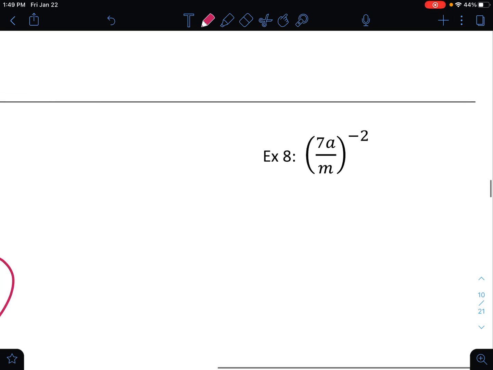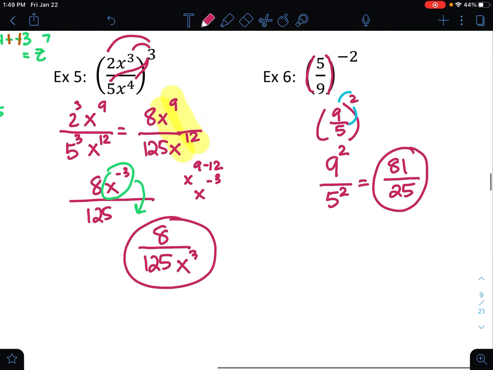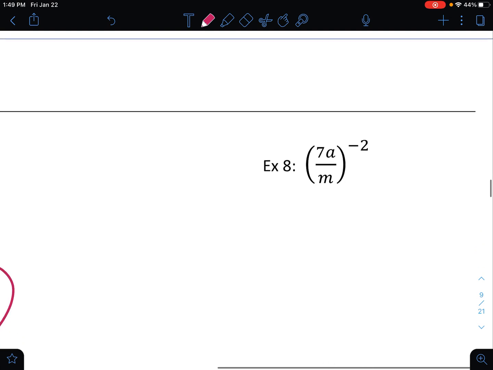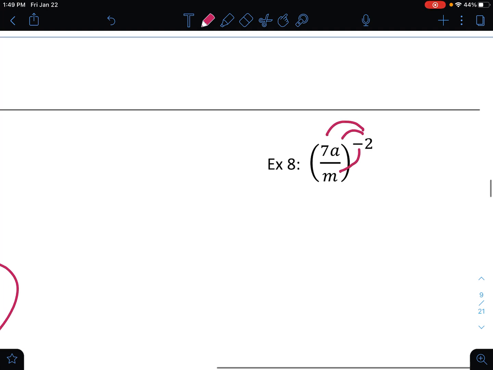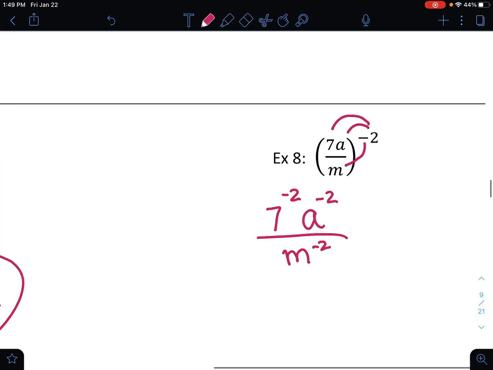All right, let me show you another way to do this one. So instead of doing what I did earlier, which there's nothing wrong with what we did right here on 6, the entire thing is raised to the same power, so you can flip the whole thing over. So if you don't want to do that, you can go ahead and apply the power into the parentheses. So that would give me a 7 to the negative 2nd, a to the negative 2nd, and then on the bottom I have m to the negative 2nd.